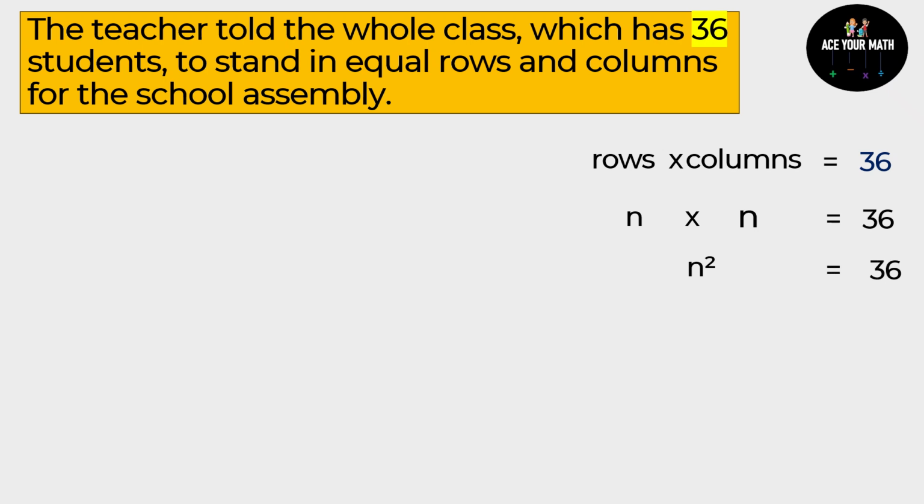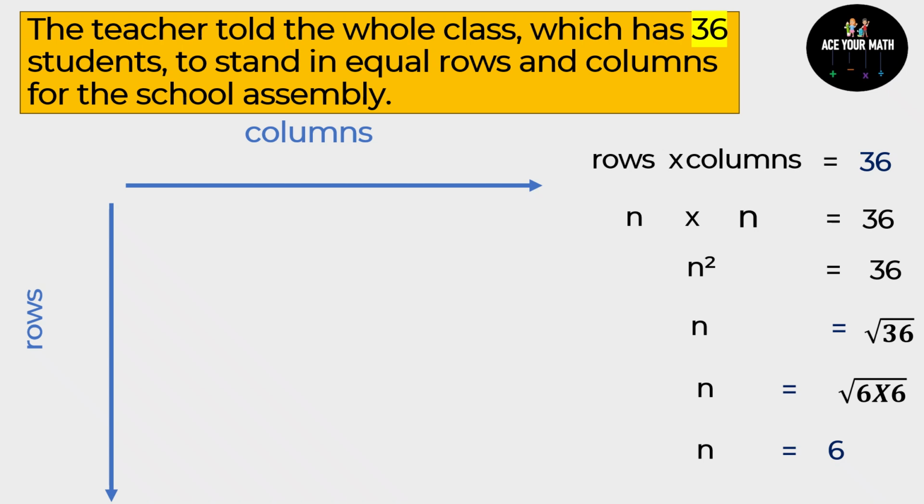N square is 36. We are looking for n. It means you need to find the square root of 36, and when you find the square root of 36, it is going to be 6. It means we assume n as rows, so the students are going to make n rows there. They know that they need to arrange them equally, so they will start making rows.